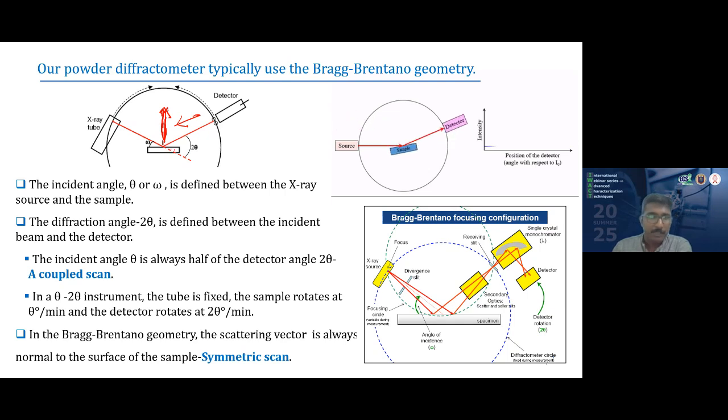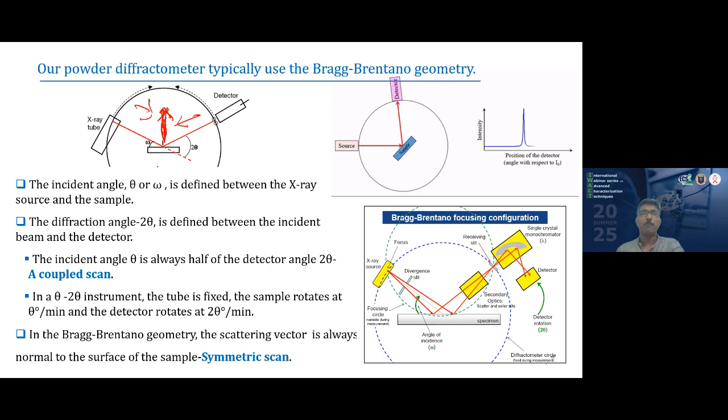There are several advantages for this coupled symmetric scan, as well as several disadvantages. Since the scattering vector is normal to the sample surface, we can only detect those planes which are grown parallel to the sample surface. This is one of the major disadvantages of the Bragg-Brentano geometry, or the normal theta to theta geometry. We can only detect those planes which are grown parallel to the sample surface.